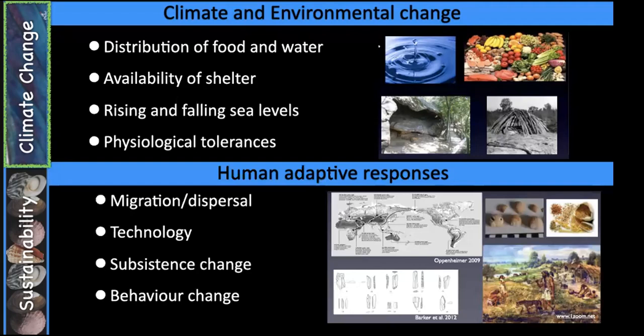Humans are not simple creatures at the whim of Mother Nature. We have complex adaptive responses. These can include things such as migration and dispersal across the planet to find the resources we need to live, changes in technology to deal with changes in the environment, shifts in subsistence, and other more culturally modulated behavioural changes that may not immediately seem intrinsically linked to environmental changes.